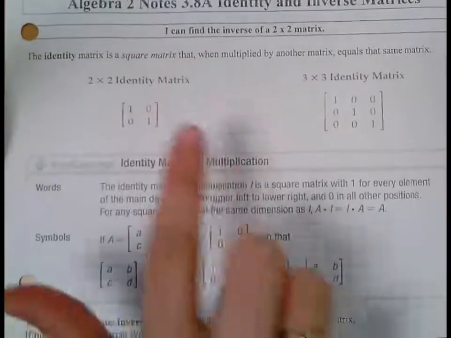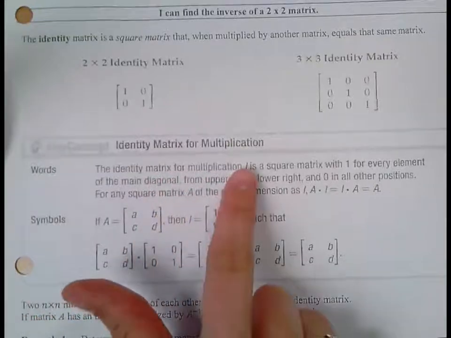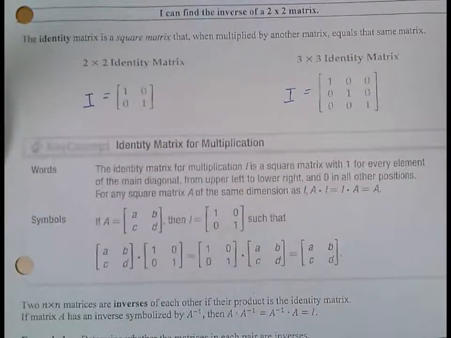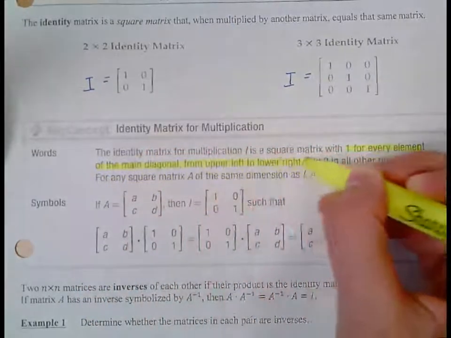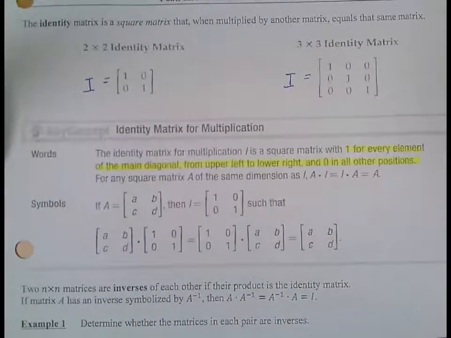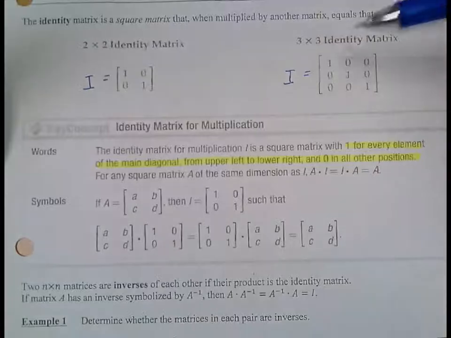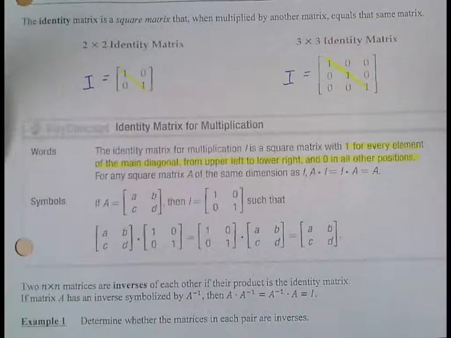So this box, I'm going to kind of be looking between these two and then what's written here. But it explains the identity matrix for multiplication I. So the identity matrix, if you see capital I, that represents the identity matrix. And it is a square matrix with 1 for every element of the main diagonal, upper left to lower right, and 0 in all other positions. So again, it's only for square matrices, so you can see for both 2 by 2 and 3 by 3, that main diagonal is all 1s. Every other element is a 0. So that's what the identity matrix would look like.